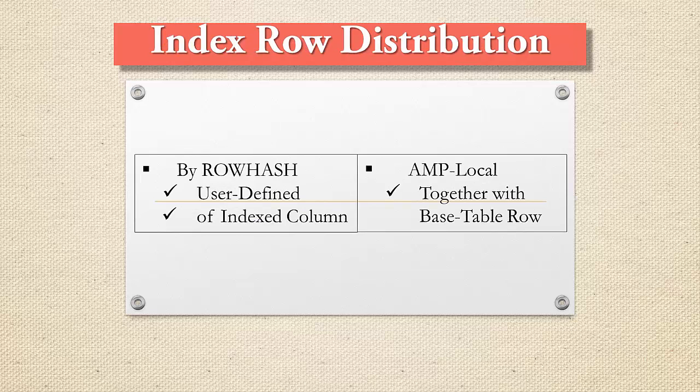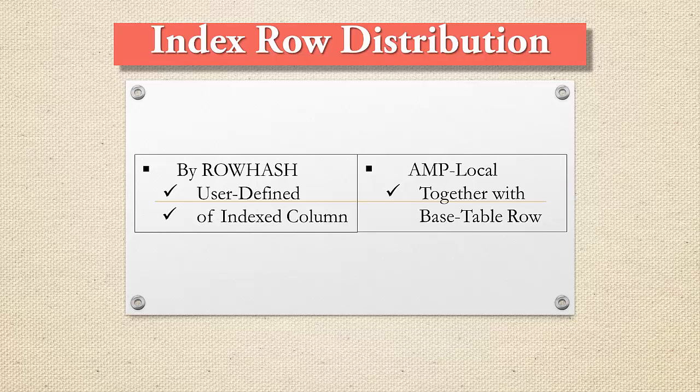One characteristic of an index's anatomy is its row distribution. Rows of an index subtable are either distributed by the row hash of whatever is indexed upon, so that they cross the borders of the AMP of the base table row, or they reside AMP local, that is, a subtable row and the base table row, or rows it is pointing to, share the same AMP.